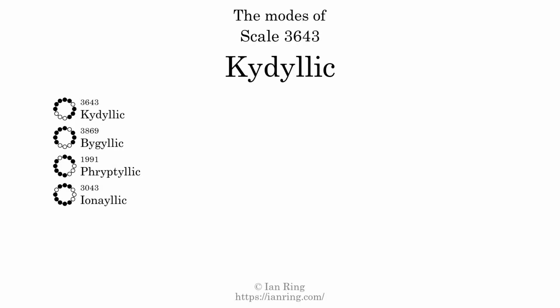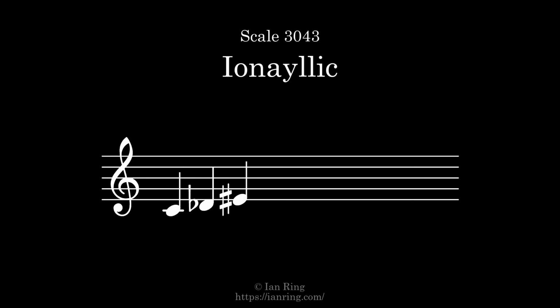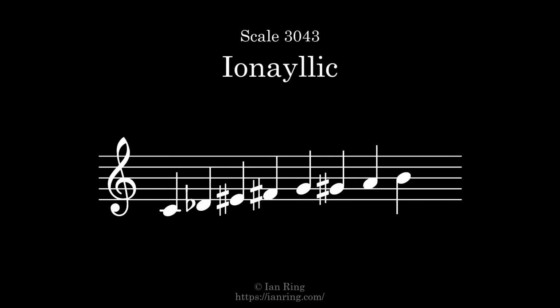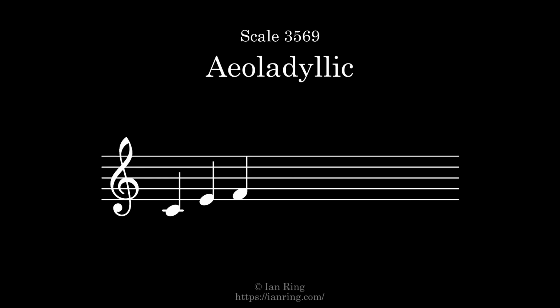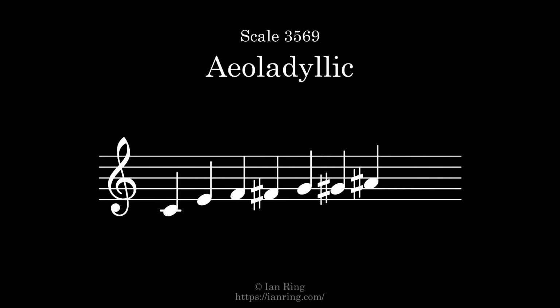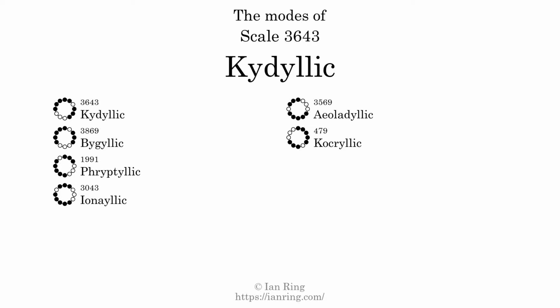The fourth mode is scale 3043, also known as Kydyllic. It sounds like this. The fifth mode is scale 3569, also known as Kydyllic. It sounds like this. The sixth mode is scale 479, also known as Kydyllic. It sounds like this.